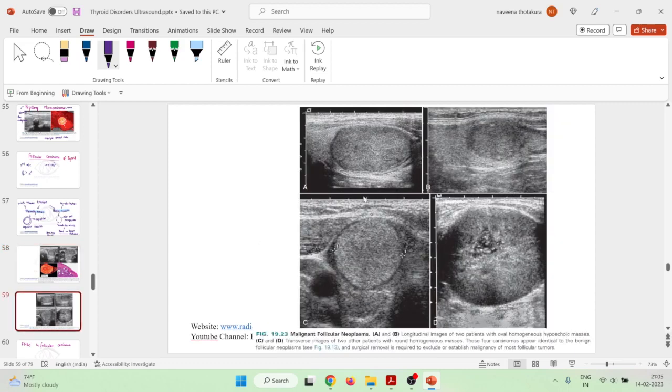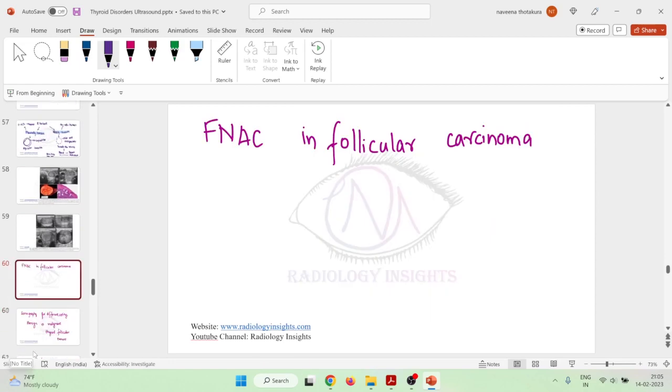This is also a picture showing oval, homogeneous, well-defined hypoechoic masses. All these are similar masses, which are almost similar to benign neoplasms. The only way to differentiate is by surgical removal and histopathological correlation.